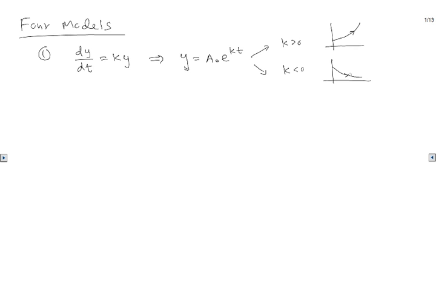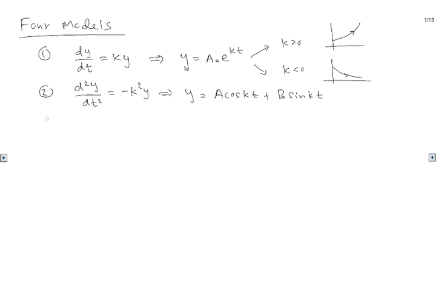And then we talked about the simple harmonic motion situation. It's a second order differential equation. So it's d squared y over dt squared, let's use time as the independent variable, equal negative k squared y. In this case, we get y equal a constant cosine kt plus another constant sine kt.